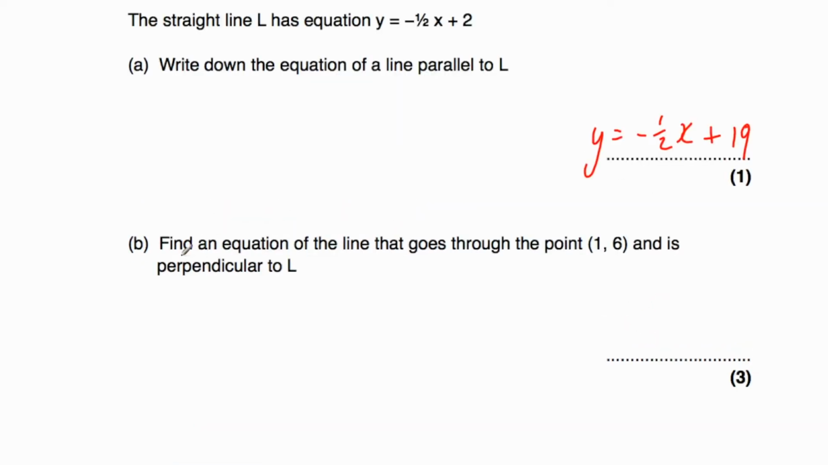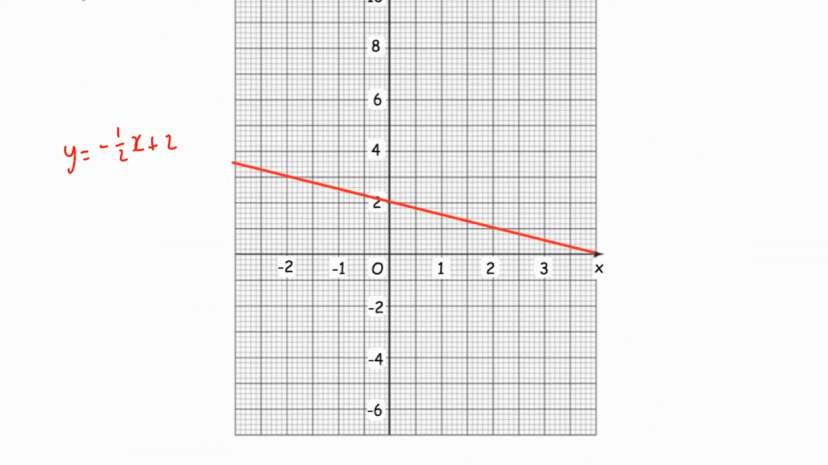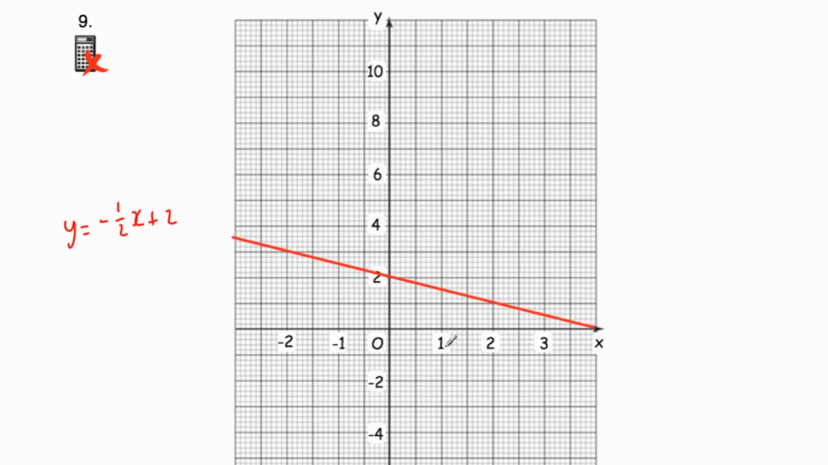Okay, let's have a look at part B. Part B says find the equation of a line that passes through the point (1, 6) and is perpendicular to L. So we want to find the equation of the line that is perpendicular to this line and passes through the point (1, 6). Now we know the gradient of the line L is equal to minus a half.